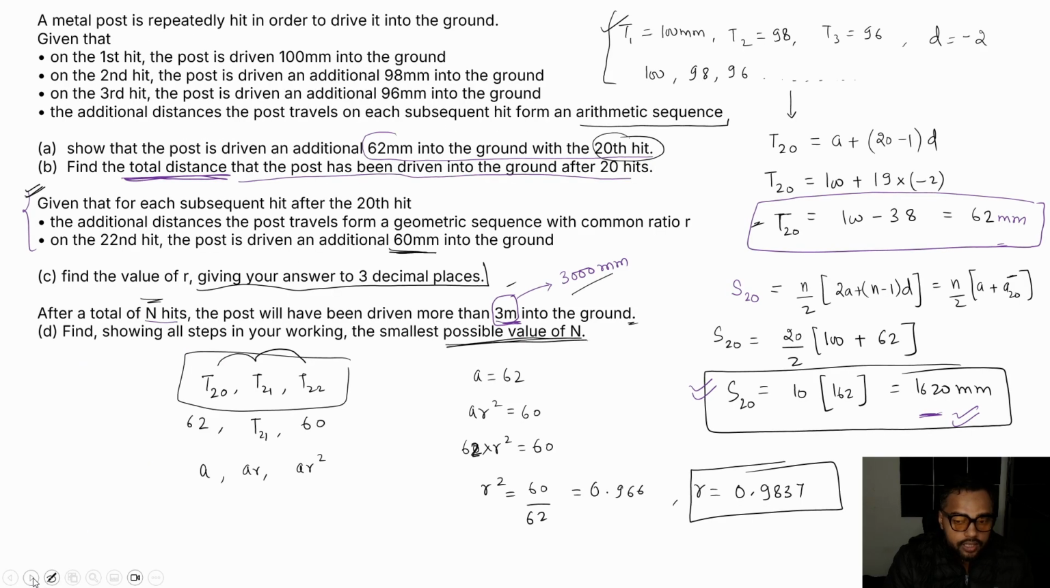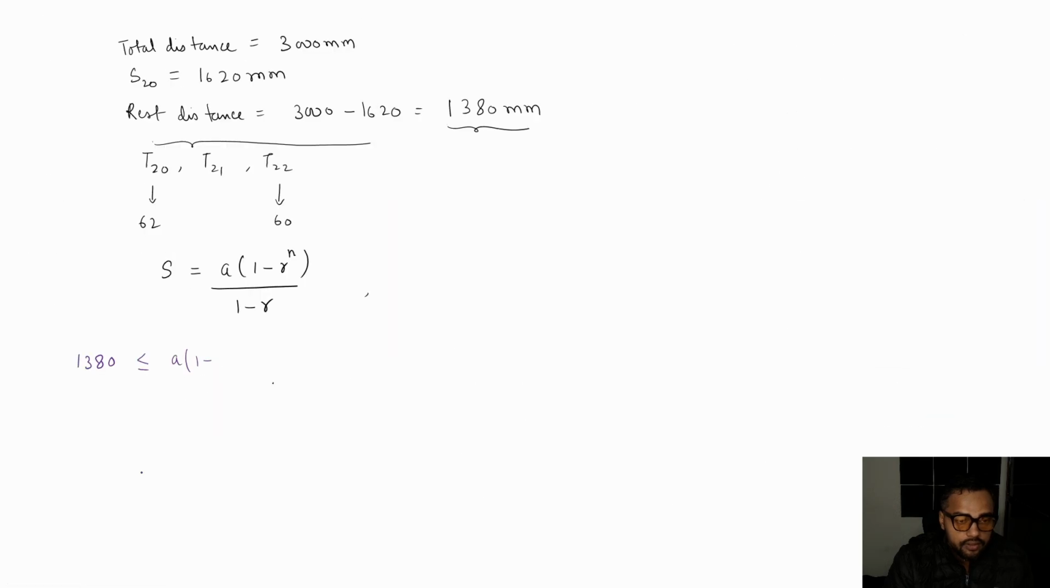r is 0.9837. So we'll be writing it as 0.9837 raised to the power k. We are not taking n here, so we are replacing it with k. So 1 − r, that is equal to 0.9837.